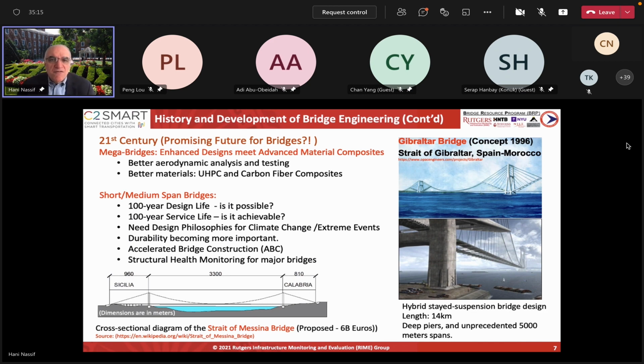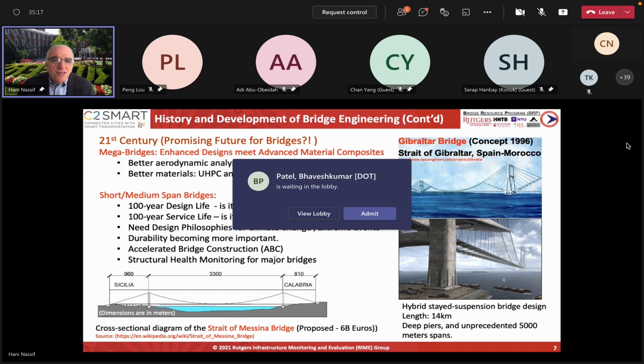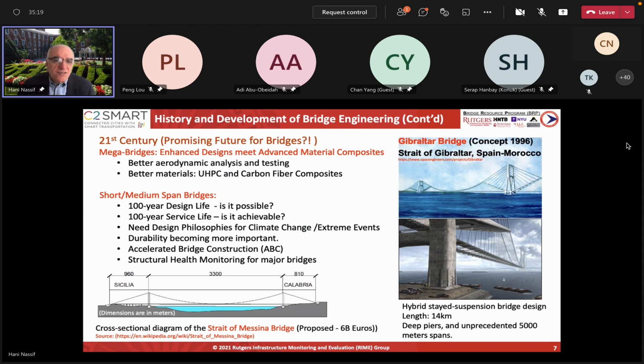And I think for the last, maybe I would say 30 years, the Asian countries like South Korea, China, Japan, they had the advancement in bridge engineering, especially on long span bridges. And so with the presence of new material, it's yet to be seen. One of the concepts that I put as an example.